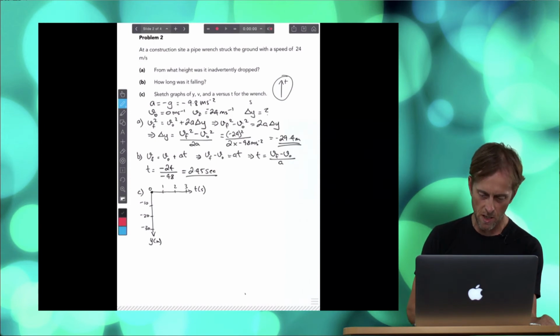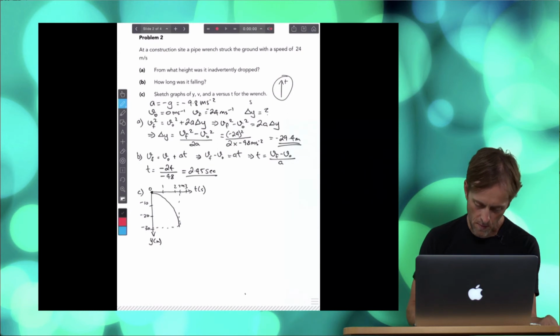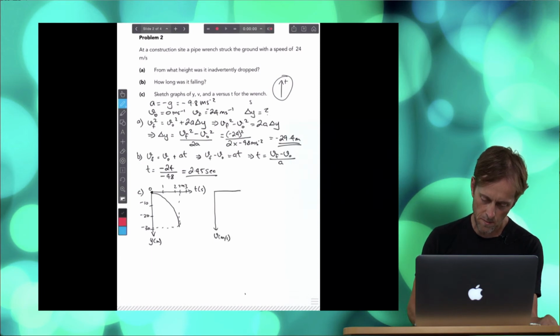So at this point, here at 2.45, and it reaches the ground at around 2.9, you're going to get this sort of thing happening with the position as a function of time. Let's do the velocity as a function of time.